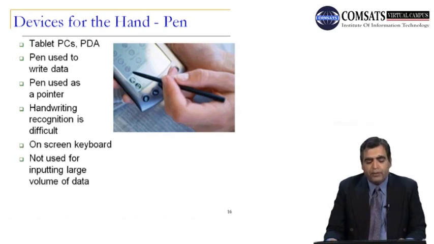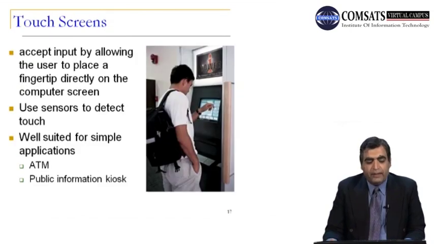Pen-based computers are commonly used for data collection, where the touch of a pen might place a check in a box to indicate a part that must be ordered or a surface that has been requested. Another common use is for inputting signatures or messages that are stored and transmitted as a graphic image, such as a fax. Touch screens accept input by allowing the user to place a fingertip directly on the computer screen. Usually it is used to make a selection from a menu of choices.